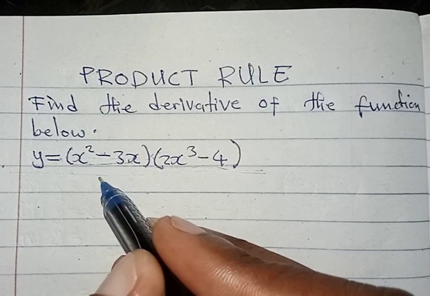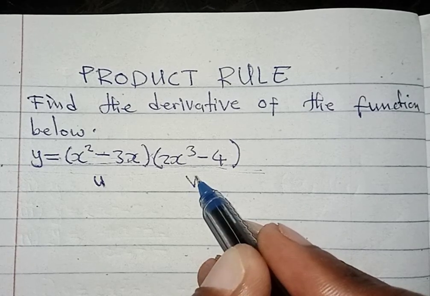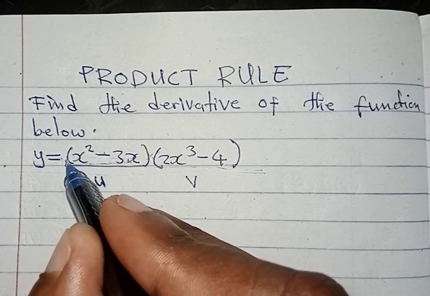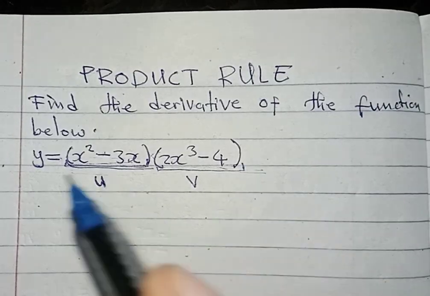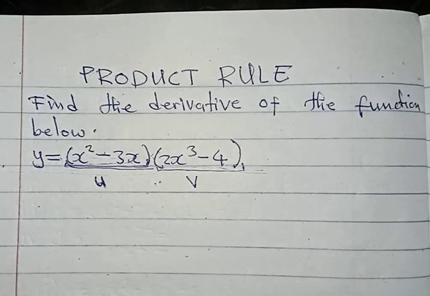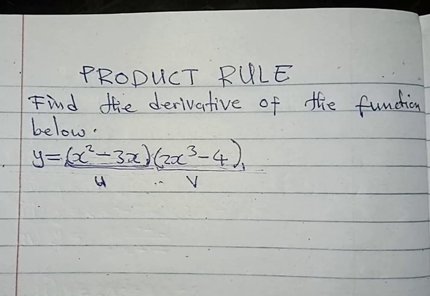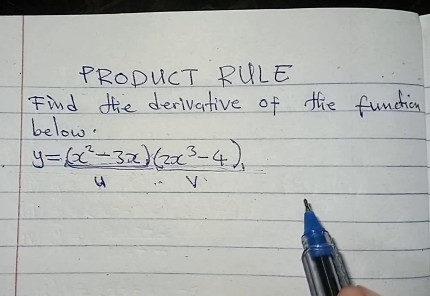We can call the first function u and the second function v. So these are the two functions, first function u and the second function v. So u is multiplied by v. So u times v. We apply the product rule because product means multiplication.